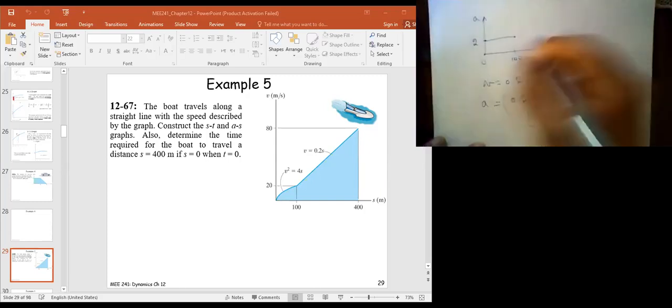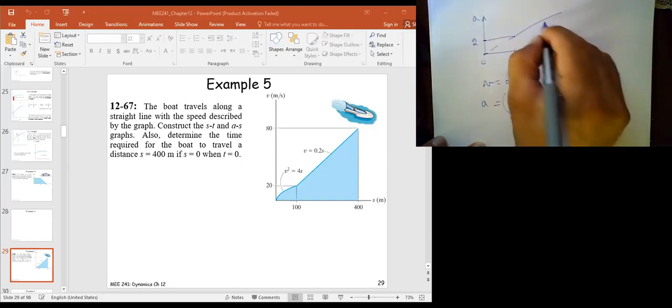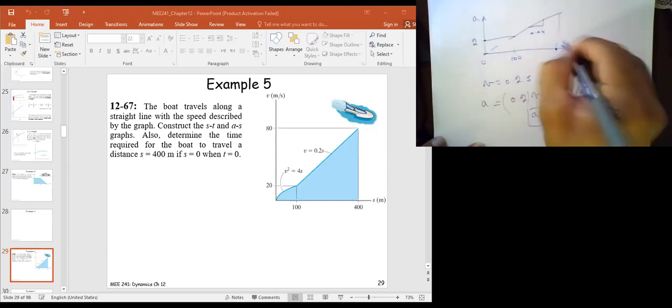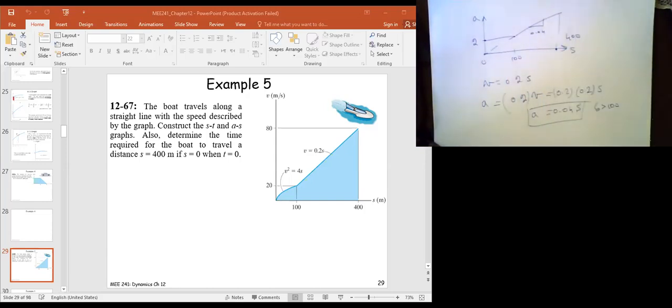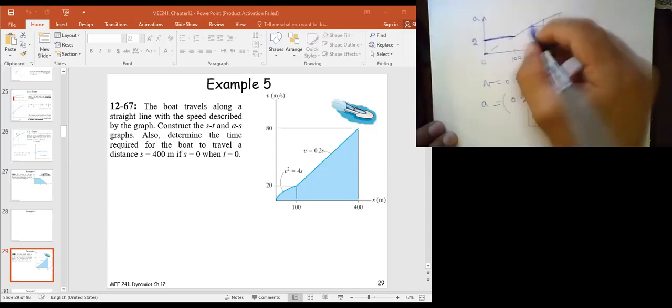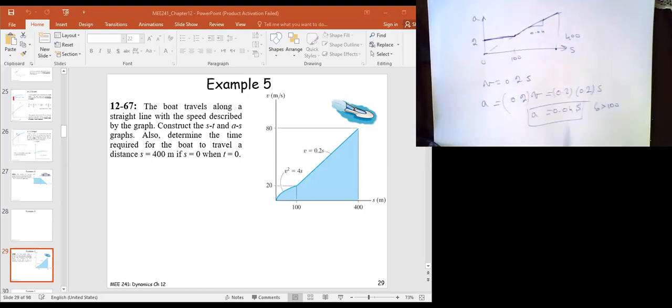If I want to draw this, it's going to be a line that goes through the center, and the slope here is 0.04, and this point is 400. Okay, guys, so this is your curve. Initially A is equal to 2, and after that A is going to be equal to 0.04S.